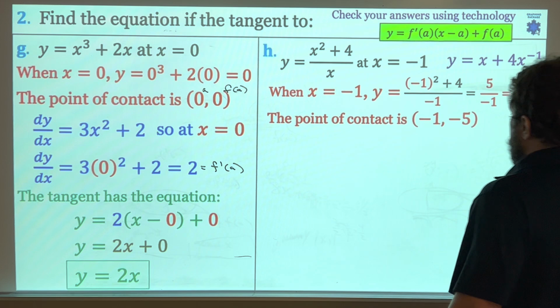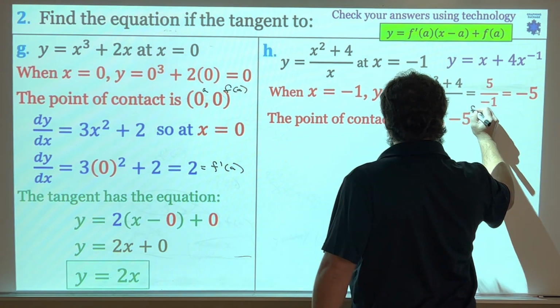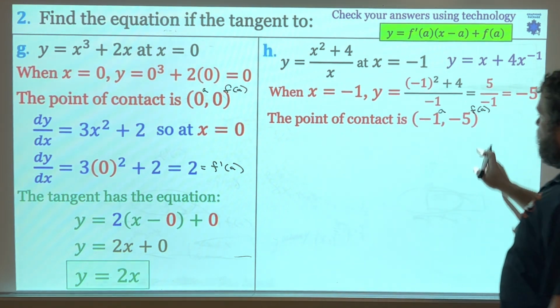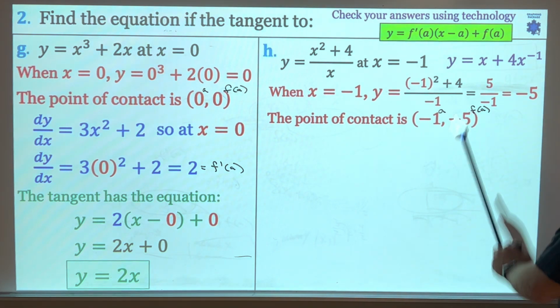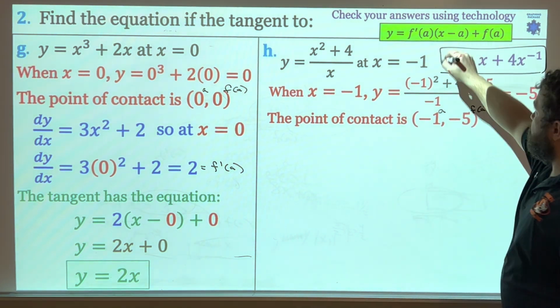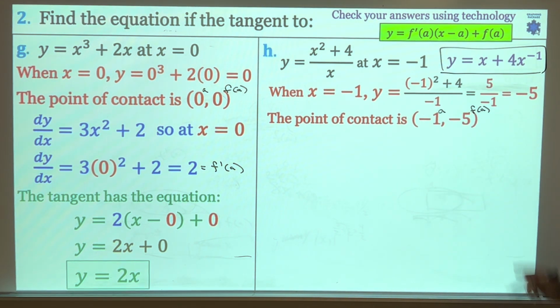Step. So my a is negative 1. My f of a is negative 5. Derive. This is what I'm deriving. This is why I did this. Derivative of x is 1. Derivative of 4x to the negative 1 is 4 times negative 1 x to the negative 2. So that's negative 4x to the negative 2.